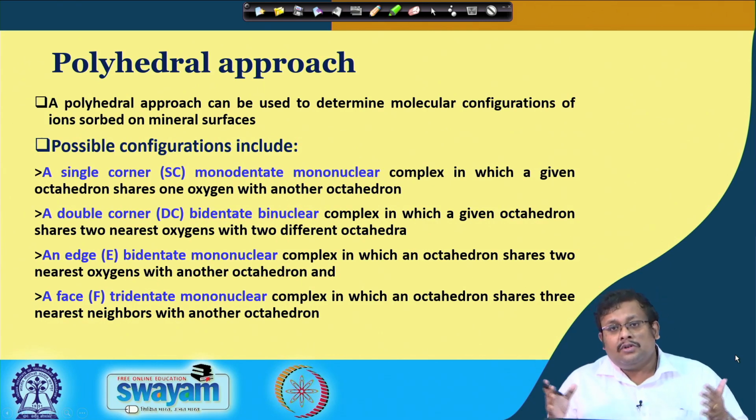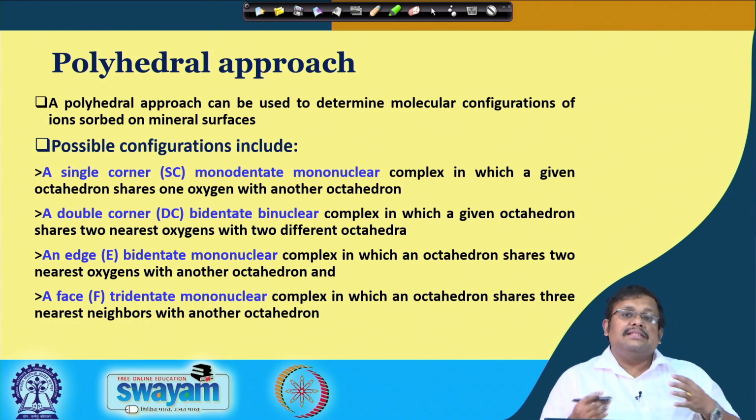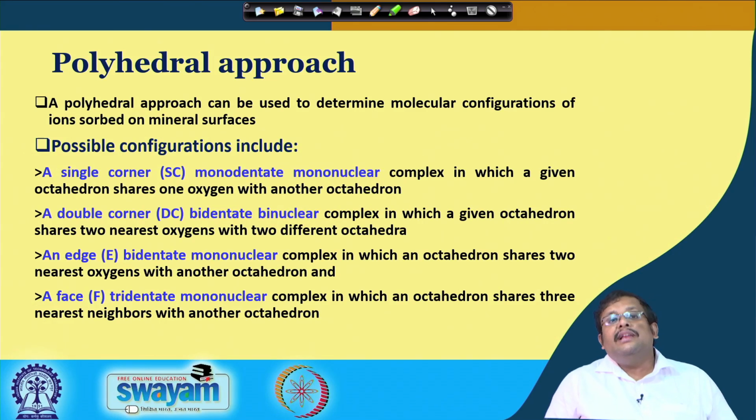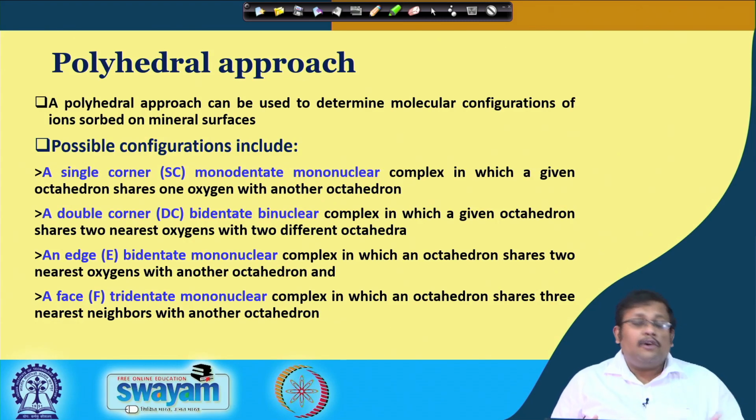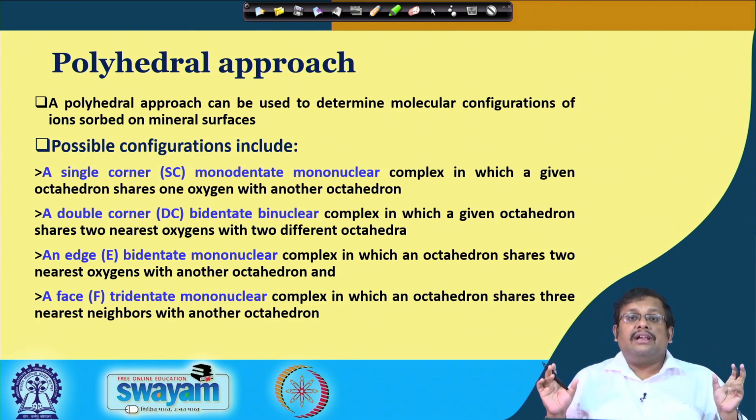Now, apart from these monodentate and bidentate complexations, we can also define these surface complexes by assuming a polyhedral approach. A polyhedral approach can be used to determine the molecular configuration of ions sorbed on mineral surfaces. Possible configurations include these 4 types. One is a single corner monodentate mononuclear complex, in which a given octahedron shares only one oxygen with another octahedron. So, 2 octahedra are complexed by sharing one oxygen.